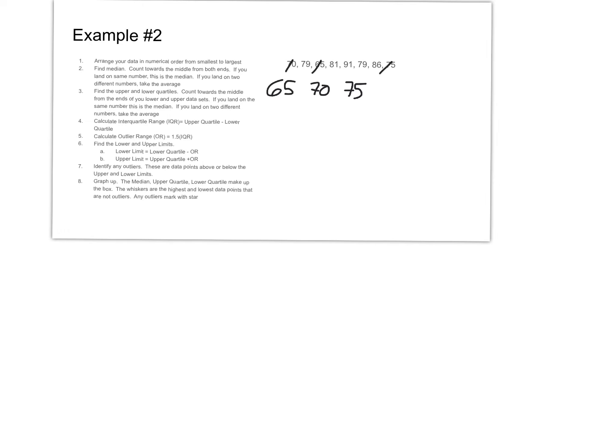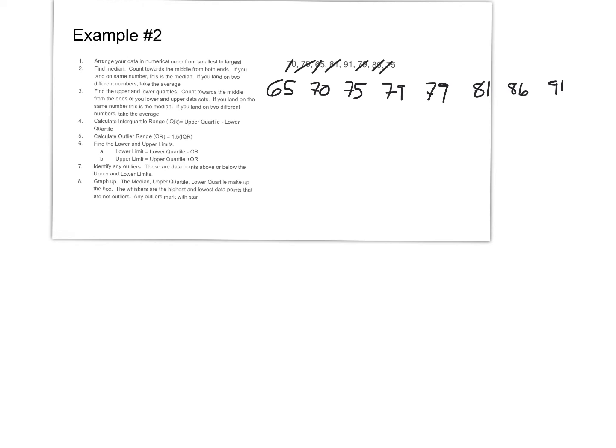Next one I see is 79, and I have it twice. Then I have 81. And we have 86. And 91. All right, so there's my data set from least to greatest.